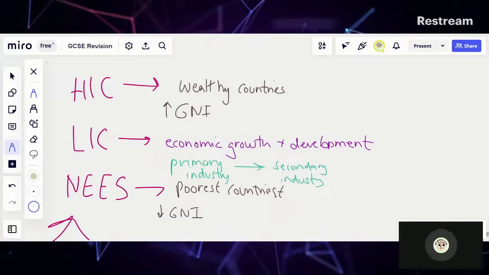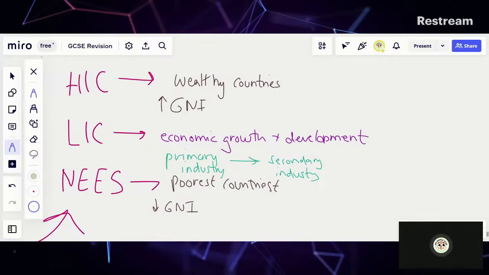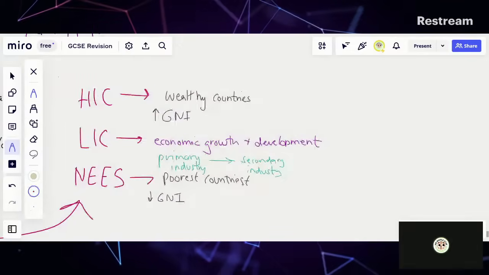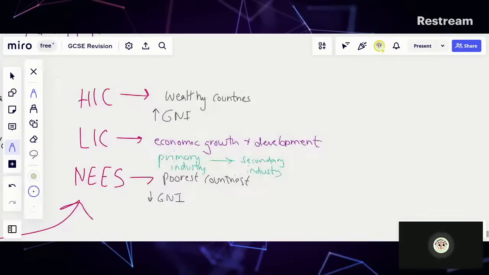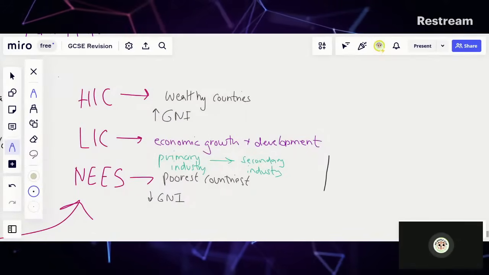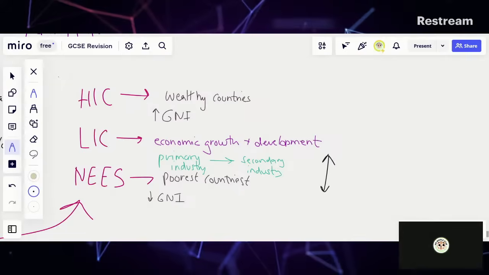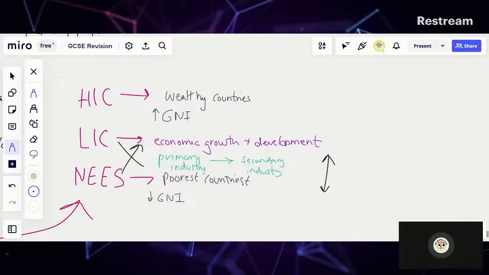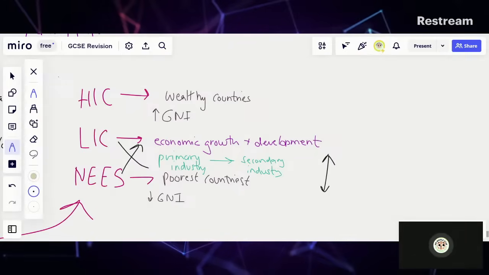Now, these countries have different names for them. So, in terms of newly emerging economies, oh, I'm so sorry, I mixed these two up. So, that is a newly emerging economy. That is a low income.